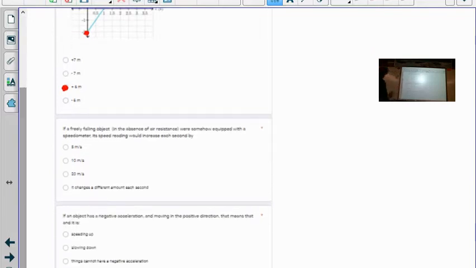All right. For this one, let me catch up on my cheat sheet here. Okay. A freely falling object is in the atmosphere or something under gravity, things accelerate at 10 meters per second per second. So every second it will go 10 meters per second faster. That is right here. I can't read that. So if an object has a negative acceleration and is moving in the positive direction, that means its velocity will decrease. It will be slowing down. I can't read which one that is. I think that's this one here. That says slowing down.